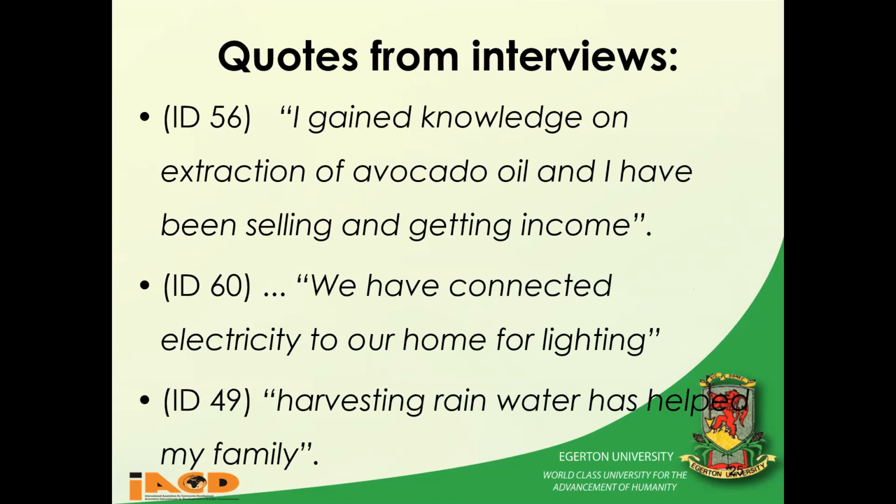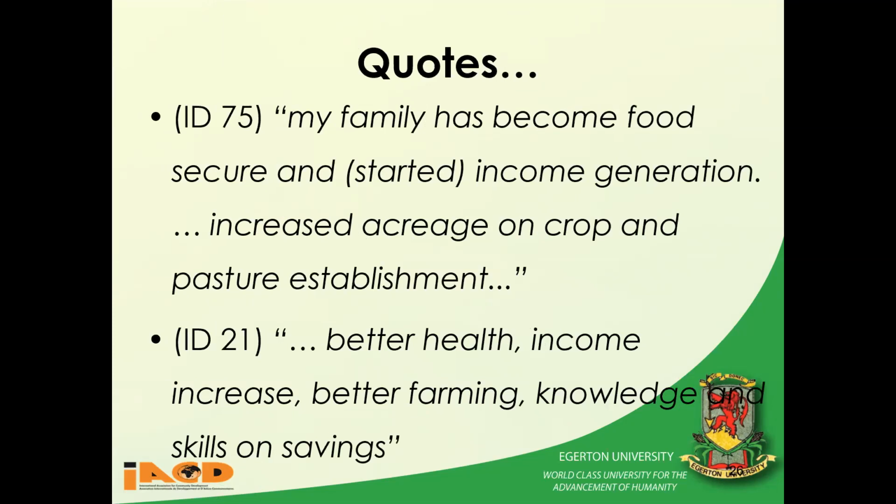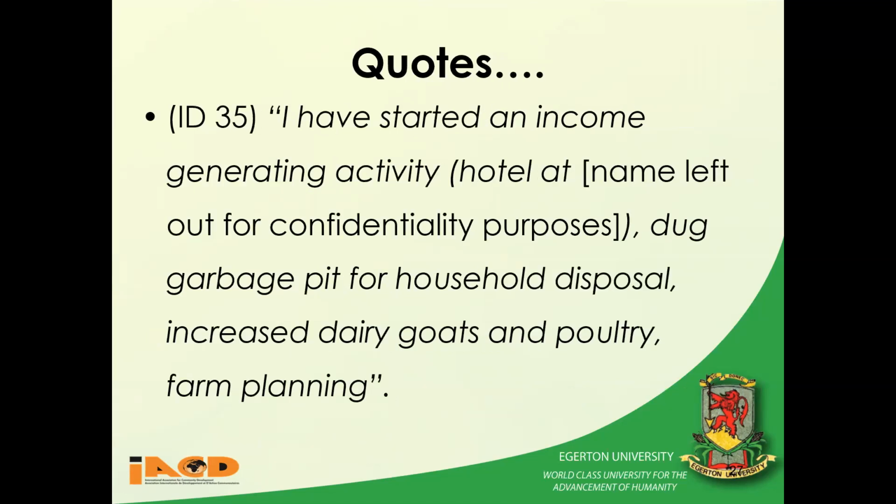Another quote is that I've gained knowledge on extraction of avocado oil and have been selling and getting income. We have connected electricity to our home for lighting. Another one, harvesting rainwater has helped my family. My family has become food secure and we've started income generation. We've increased acreage on crop and pasture establishment, better health, income increase, better farming, knowledge, and skills on savings. You realize somebody may be making money, but they may not have the skill on how to save, and that may make them not achieve what they want to achieve.